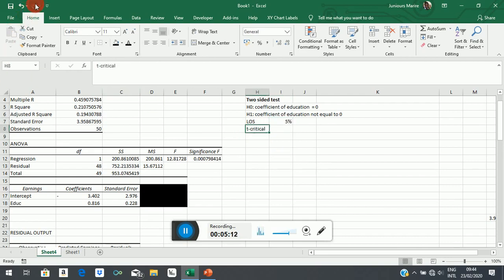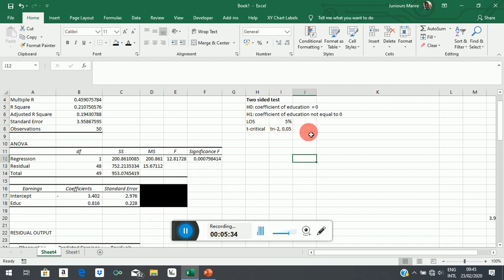There is the trouble. Okay, so it's just t. I didn't realize that once you put a minus there, you will be in trouble. n minus 2 and 0.05. Okay, that's the structure, and we get this from the tables.